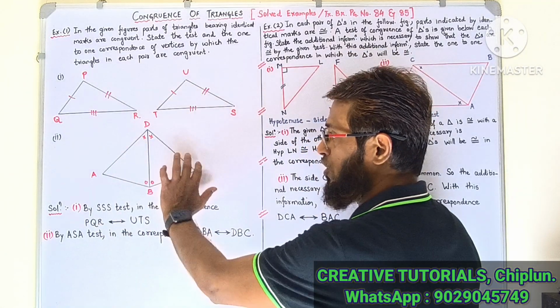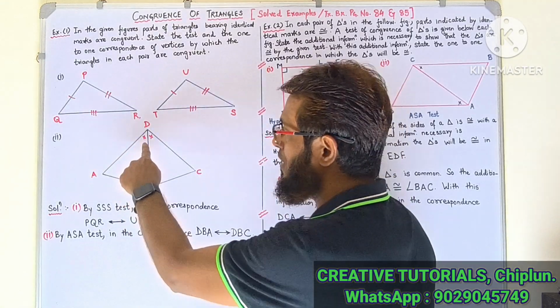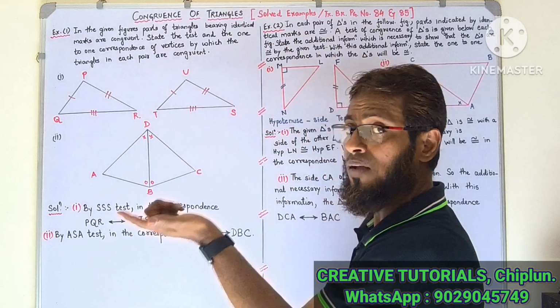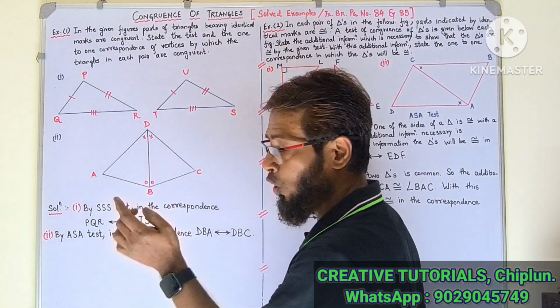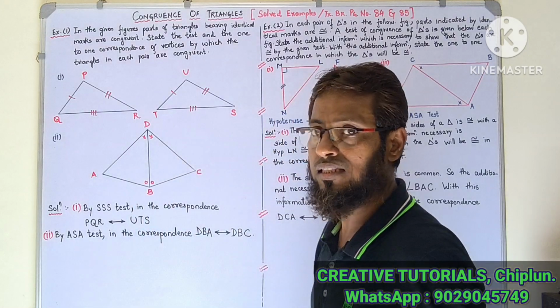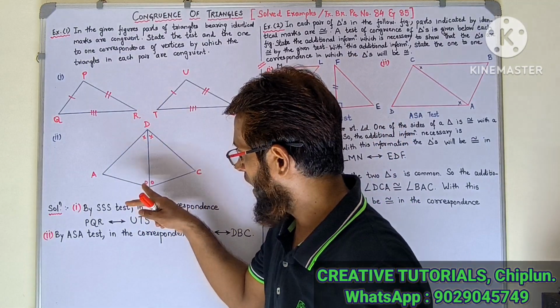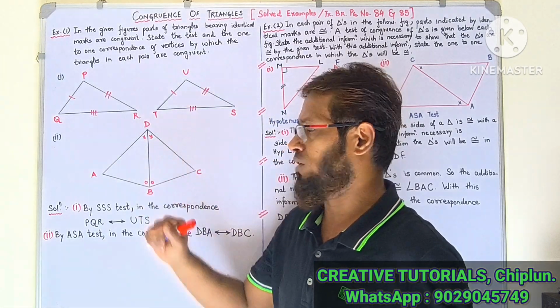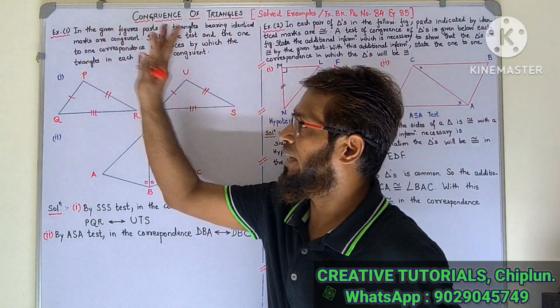That means in both the triangles we have got one pair of corresponding angles as congruent, then one pair of corresponding sides as congruent, and then the third element which we got is one more pair of corresponding angles which are congruent. So by the angle side angle test, the ASA test of congruence, these two triangles are congruent. Okay, so the first part is taken care of.